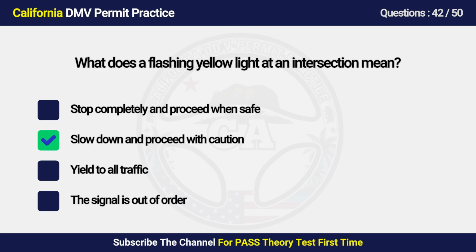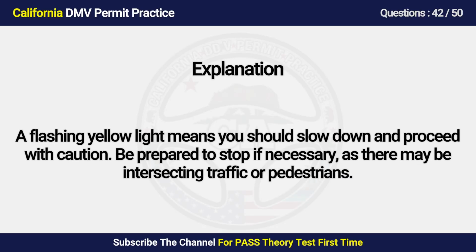Answer is B. Slow down and proceed with caution. A flashing yellow light means you should slow down and proceed with caution. Be prepared to stop if necessary, as there may be intersecting traffic or pedestrians.